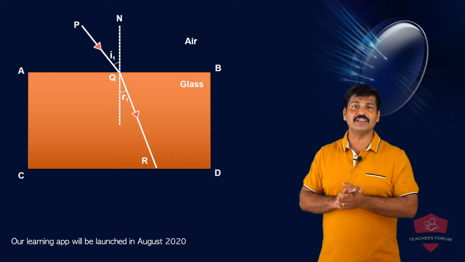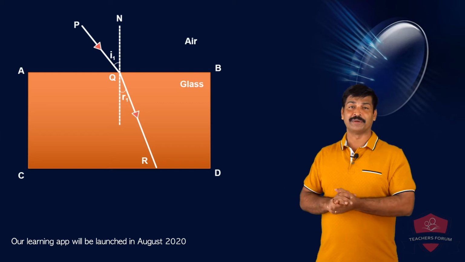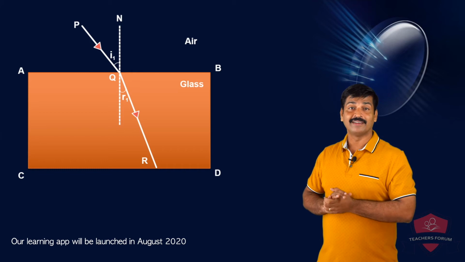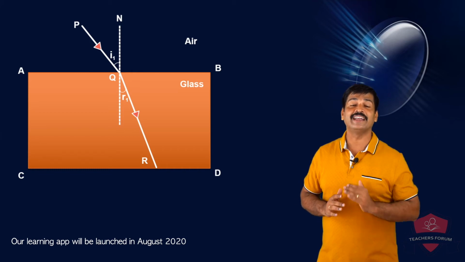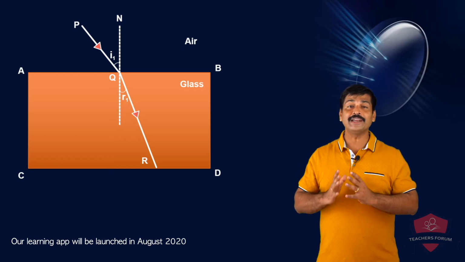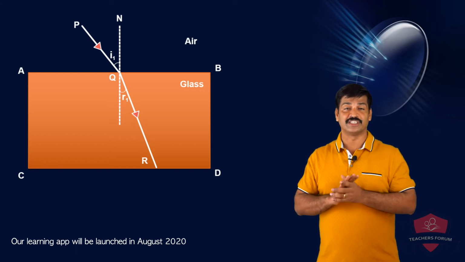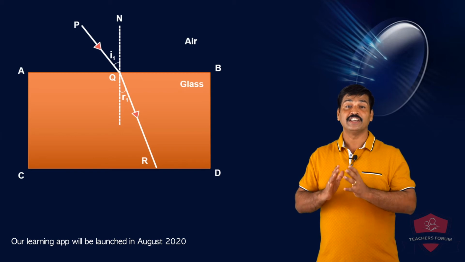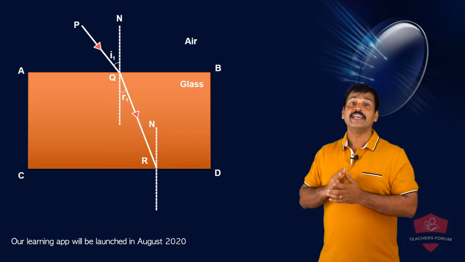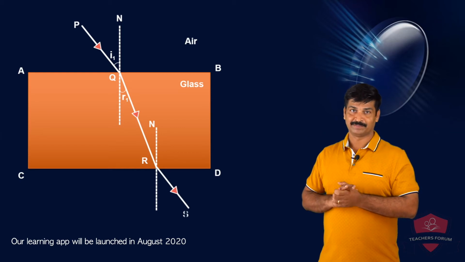Here the light is traveling from denser medium to rarer medium. Why? Because from glass it travels to air. So glass is a denser medium and air is a rarer medium. So what will happen? Here the speed of the light ray increases. The speed of light increases. So what happens? The light ray will move away from the normal.